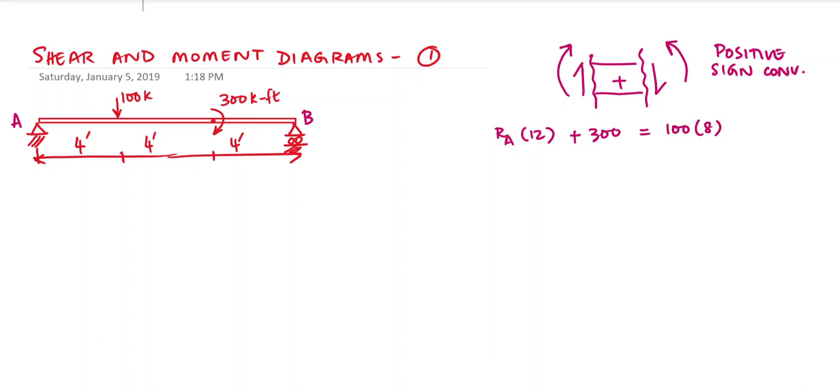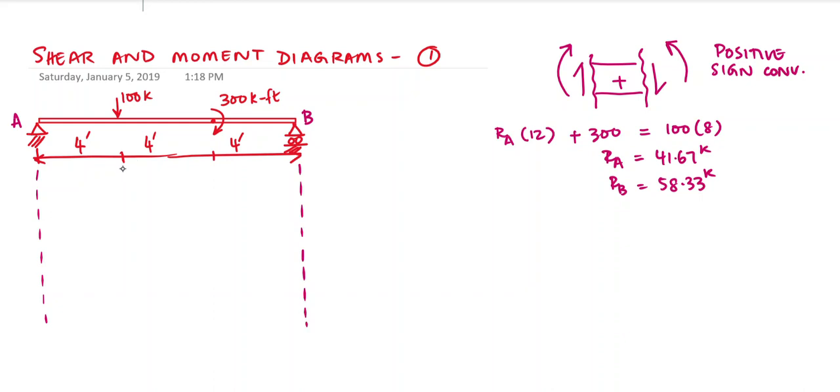So the reaction at A, we can solve as 41.67 kips, and the reaction at B you will know as 58.33 kips, just from sigma Fy equals 0. Okay, now knowing the reactions, what's the next step? We have to start drawing the bending moment and shear force diagram. So let's start with drawing the shear force diagram for this beam.